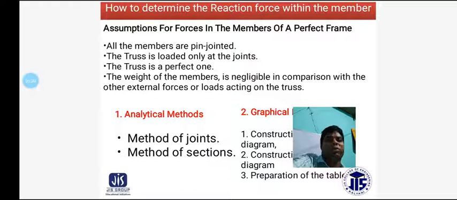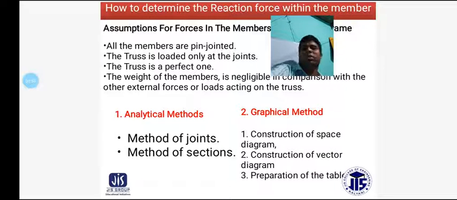So some assumptions also are there. The assumptions for forces in the members of a perfect frame. Number 1, all the members are pin jointed. Number 2, the truss is loaded only at the joints. Number 3, the truss is a perfect one. Number 4, the weight of the members is negligible in comparison with the other external forces or loads acting on the truss.